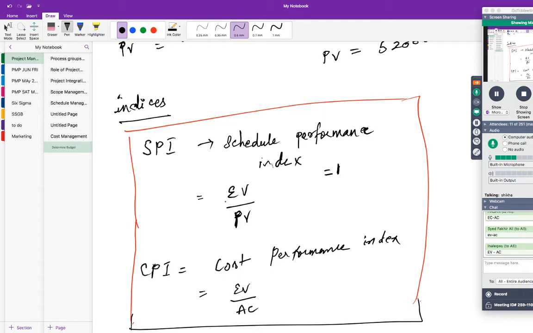So what is this EV called as? Work accomplished. What is PV called as? Work planned. When your accomplished work is equal to your planned work, what does it mean? You are on schedule, right? So when it is equal to 1, what does it mean? You are on schedule. Okay. If it is less than 1, what does it mean?